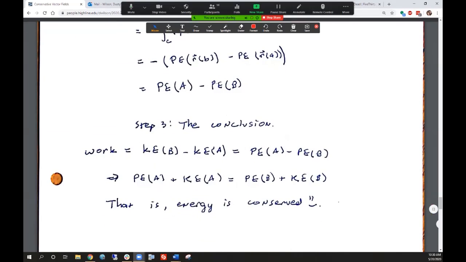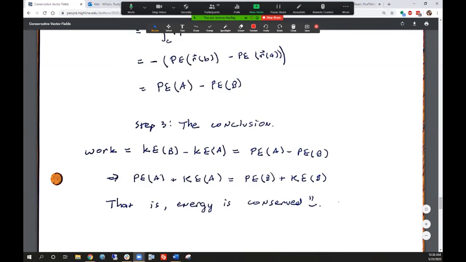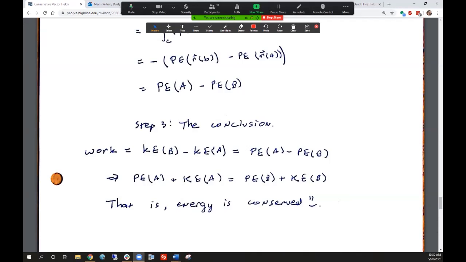So thank you, Robert. So the conclusion is that we found that the work is the kinetic energy at B minus the kinetic energy at A. We also found that it's the potential energy at A minus the potential energy at B. And we can move all of our A's and B's to the same side. And so notice the potential energy at A plus the kinetic energy at A is equal to the potential energy at B plus the kinetic energy at B, which is to say that the total energy, potential plus kinetic, is conserved. It doesn't change, which is pretty cool. Questions about this?